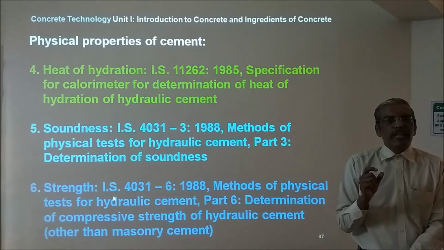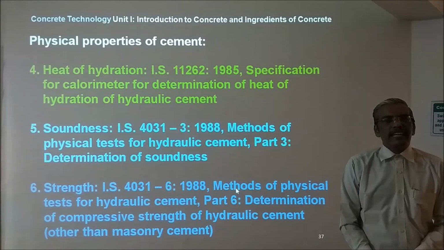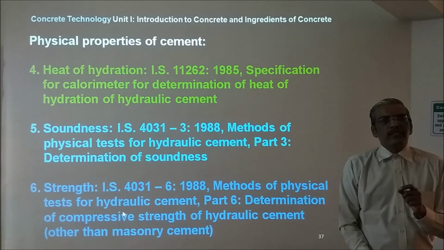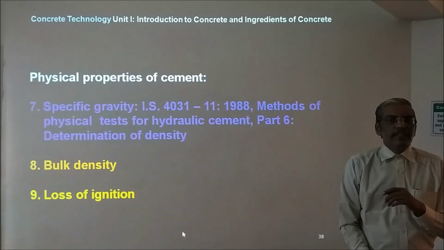For that we can refer to IS 4031 Part 6. It is published in the year 1988. The title is Methods of Physical Test for Hydraulic Cement. Part 6, its title is Determination of Compressive Strength of Hydraulic Cement other than masonry cement.